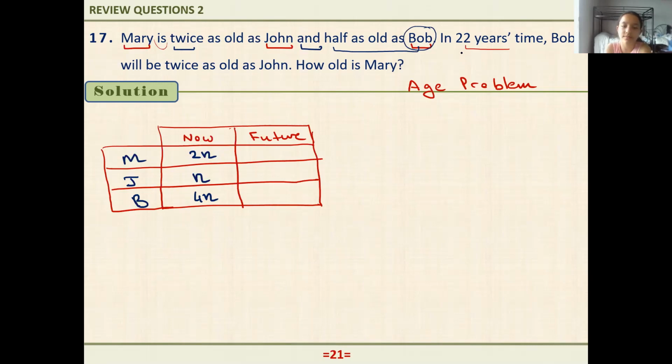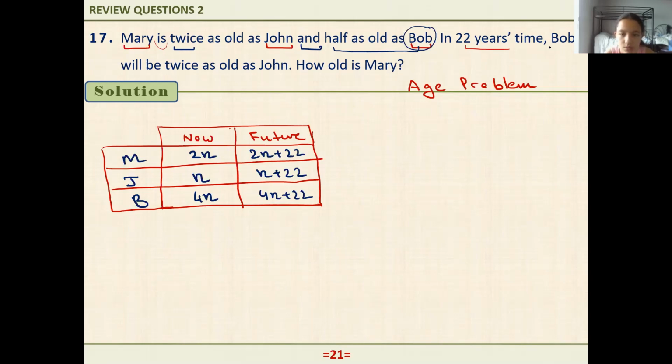Yeah, I got it. Now in 22 years' time, that means after 22 years, Mary will be 2n plus 22. How about John? He will be n plus 22. How about Bob? He will be 4n plus 22. First, we need to write it down here. Then we'll write our equation.